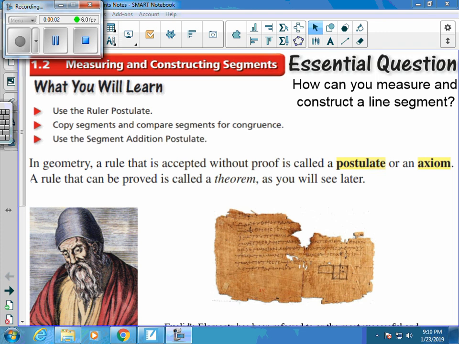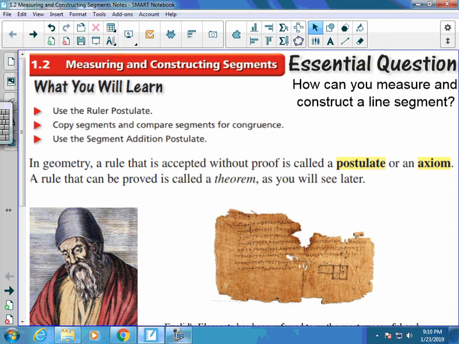Section 1.2 is on measuring and constructing segments. We're going to learn how to use the ruler postulate, copy segments and compare segments for congruency, and use the segment addition postulate. Our essential question is, how can you measure and construct a line segment?